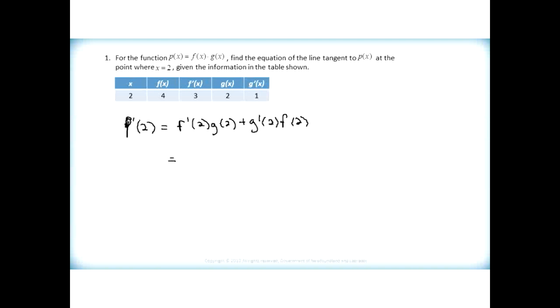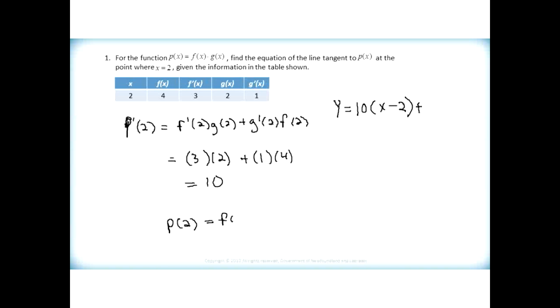So in this case, that's going to be 3 times 2 plus 1 times 4. So that's a value of 10 altogether. Then the equation of the tangent line will be y equals, slope is 10 outside of x minus the x coordinate, which is 2. And we have to then add whatever the value of p of 2 is going to be. So p of 2 is just going to be f of 2 times g of 2. And from our table, that'll be 4 times 2, which is 8. So the equation of our tangent line is 10 outside of x minus 2 plus 8 if you write it in slope point form.